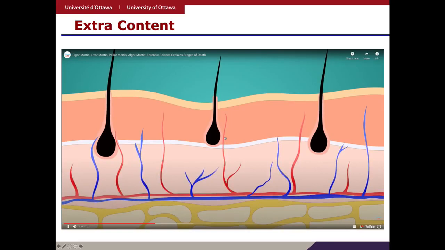Under the first layer of skin, the epidermis, lies a network of capillaries. These capillaries allow heat produced by the body to be released into the air.